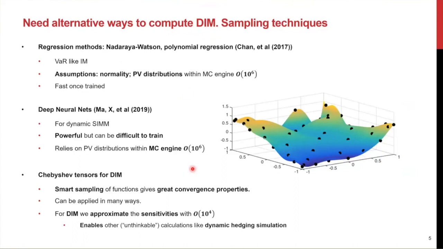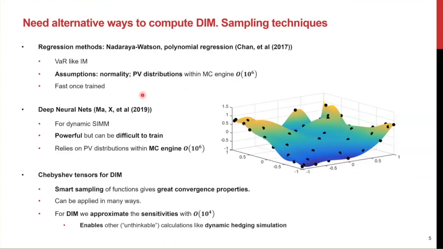Very quickly, regression methods tend to approximate initial margin through the VaR-like type of calculation, the one that considers P&L distributions and the quantile. It makes a few set of assumptions so that we can use these regressions. Normality of the P&L distribution is one of them. Also, you need to have a PV distribution throughout the Monte Carlo simulation, which in itself is a computational cost. But of course, we like regressions because they're fast to train, right? And very simple objects, and that's always a positive thing.